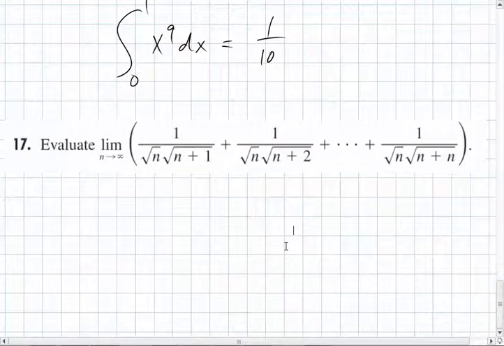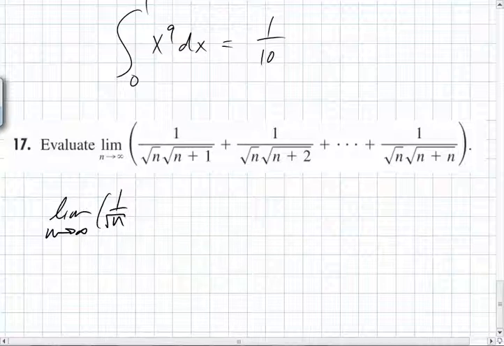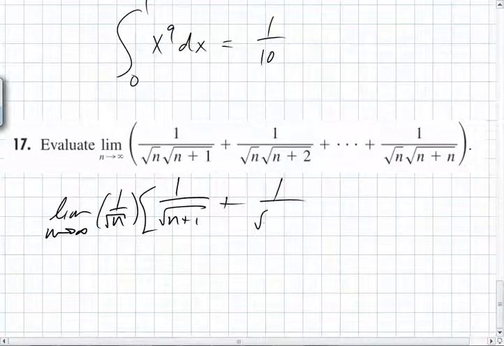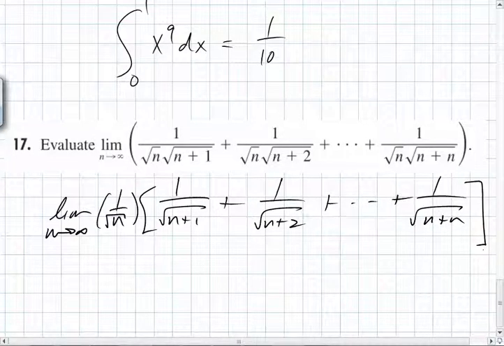Okay, let's check it. So you wanted to factor out a 1 over n, correct? So you're looking to do the limit as n goes to infinity of 1 over n. Could you factor out 1 over the square root of n pretty easily? Yeah, so that would turn it into 1 over the square root of n plus 1, plus 1 over the square root of n plus 2, all the way up to n plus n. I'll leave it like that. That's fine. It's just a little easier to write out.